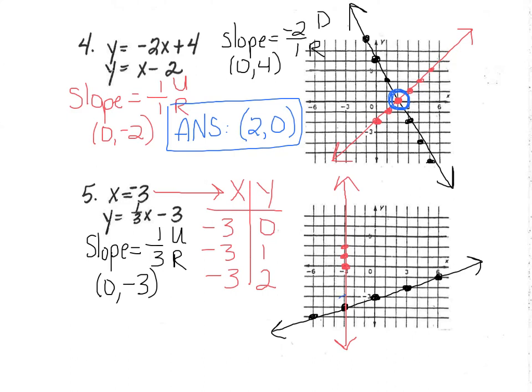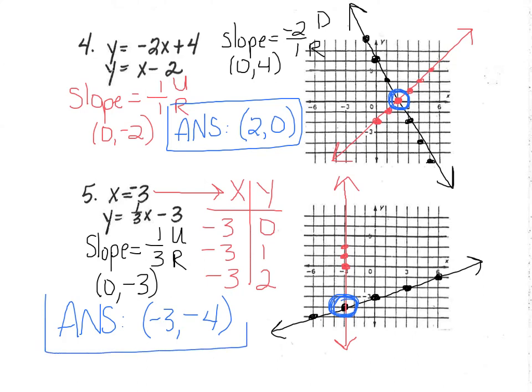And I am interested in where these two graphs intersect. And they intersect down there in the lower left-hand corner. That's in the third quadrant. I need to write my answer as an ordered pair. And the coordinate of that point is negative 3, negative 4. And that would be my solution to my system of equations.